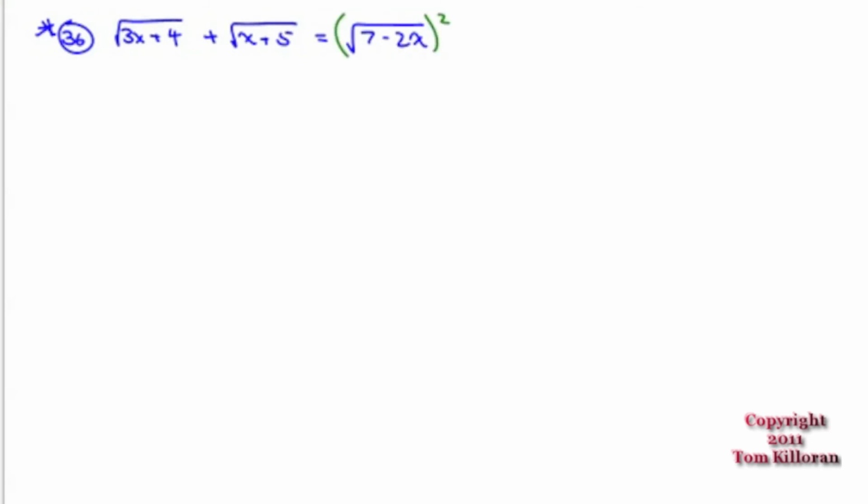Woohoo! How fun this is going to be. Do you want me to copy out that binomial twice? I'd rather not, but okay, I will. So we get the square root of 3x plus 4 plus the square root of x plus 5 times itself.